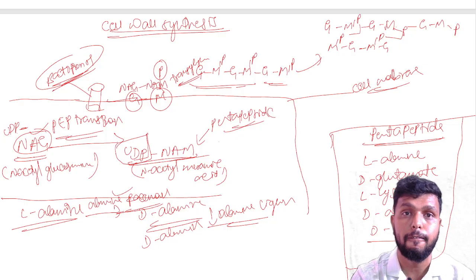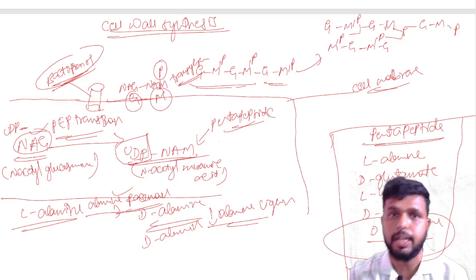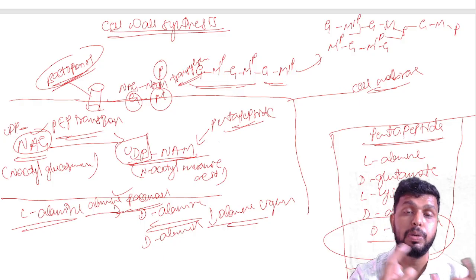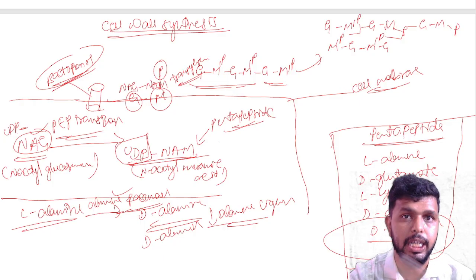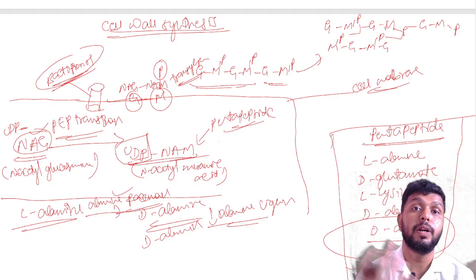There is a removal of the last D-alanine molecule. Okay, so completely the last D-alanine molecule is removed, and then what happens? A bond formation takes place between two pentapeptide chain molecules. Okay, so due to that there is cross-linking of the peptidoglycan chain.